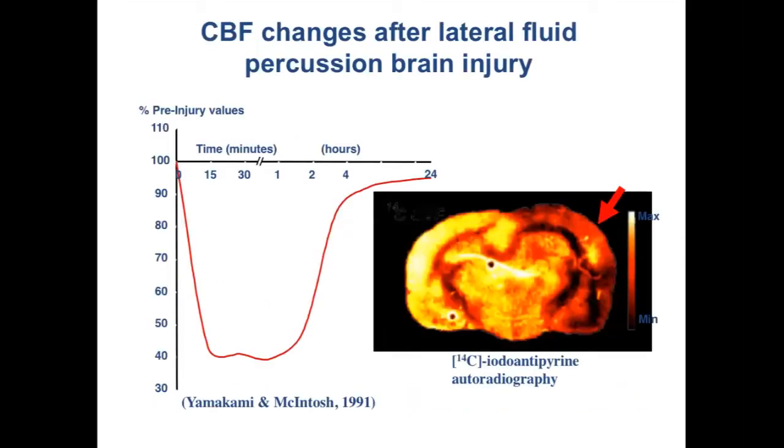What happens in pathology? So we know that after traumatic brain injury, this was an experimental work published roughly 30 years ago.